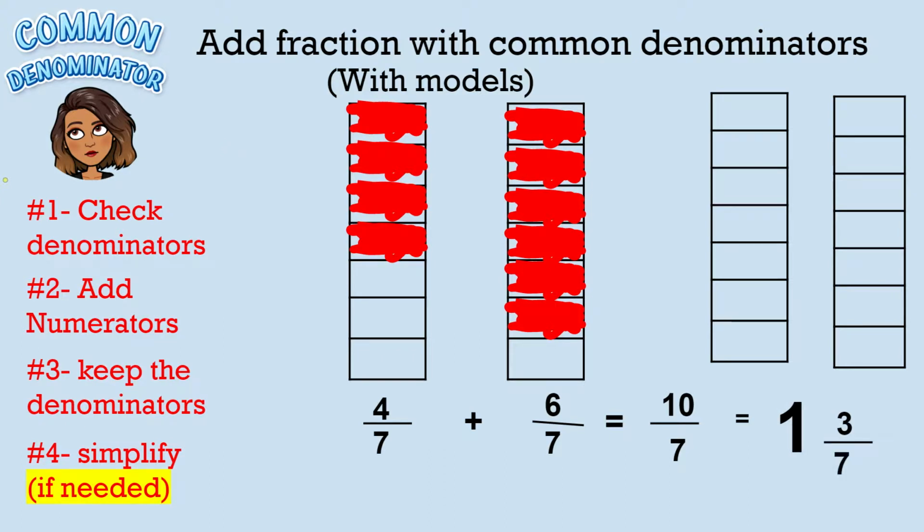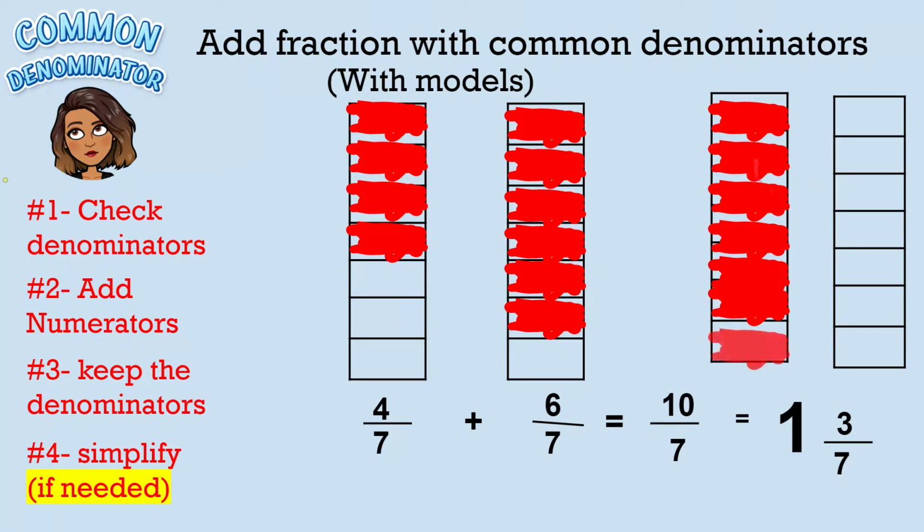And let's see how you would represent 1 and 3/7 in this. So it's 1, 2, 3, 4, 5, 6, 7, and this is a whole. This is a whole, and then we're going to do 3 on this. 1, 2, 3. And our answer is 1 and 3/7, and this is how you represent 1 and 3/7.